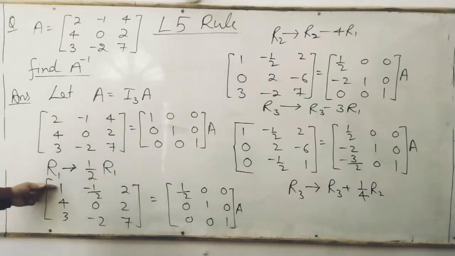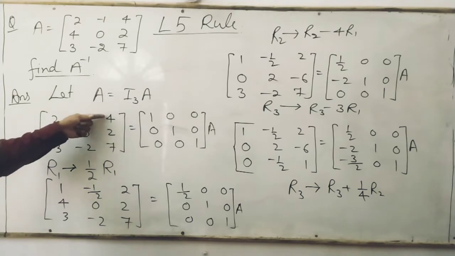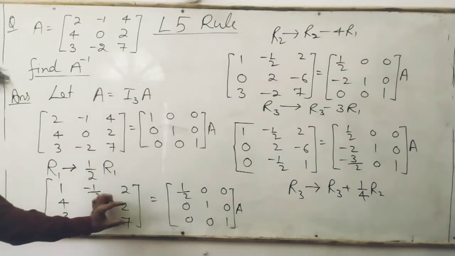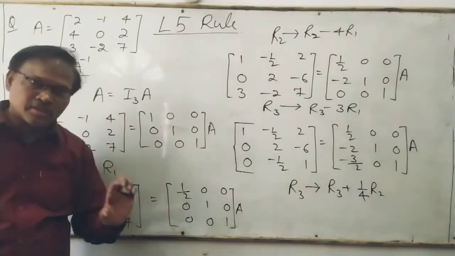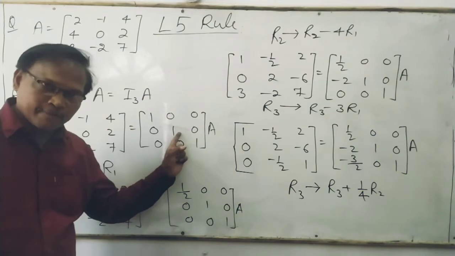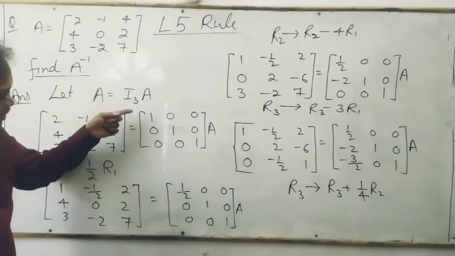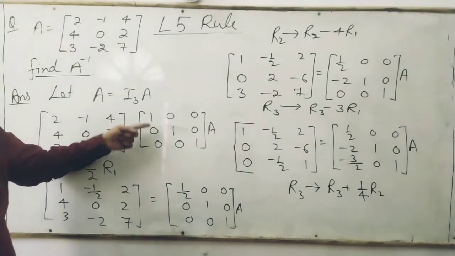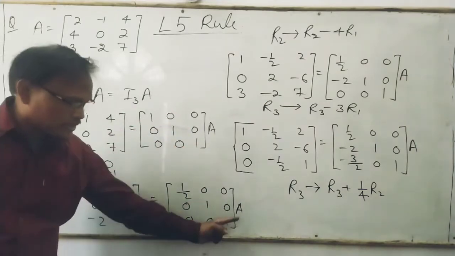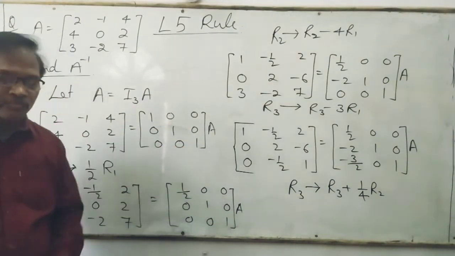So 2 by 2 is 1, minus 1 by 2, 4 by 2 is 2. And the other 2 rows you write as they are. There is no change in the other 2. The same thing you will do on the right hand side. In the unit matrix, divide the first row by 2: 1 upon 2, 0 upon 2, 0 upon 2, that is 0. No change in the other rows. A will be the same.